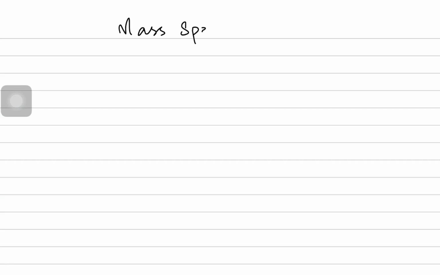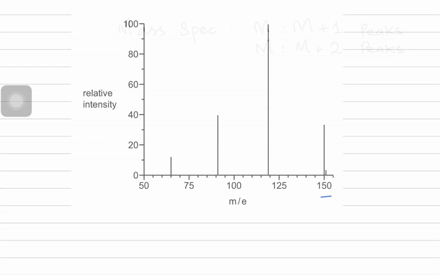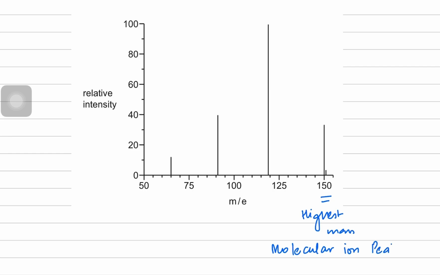In today's video we are continuing the idea of mass spec. We'll be talking about the M+1 peak and we'll also be talking about the M+2 peaks. In order to understand them better, let's focus on this mass spec. The highest peak, the one with the biggest molecular mass, represents the molecular ion peak, the one which hasn't been fragmented.